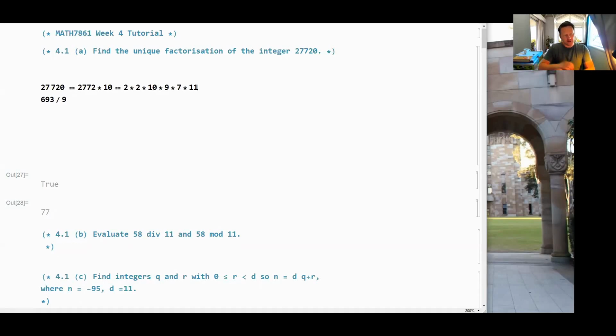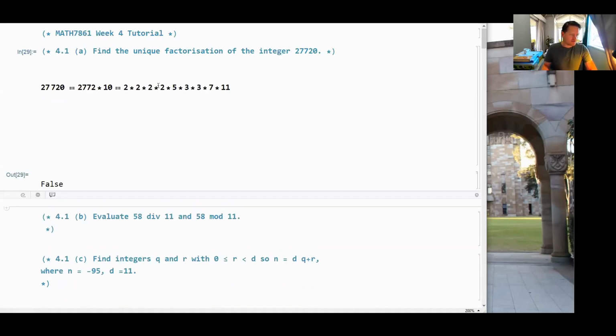Now, that's a factorization of this number, but it's not the canonical factorization we're after, because we still have to factorize the 10. So the 10 is 2 times 5. And then the 9 is 3 times 3. Whoops, what did I do here? I hope I still get this right. Let me check that, false. I've got too many 2's probably.